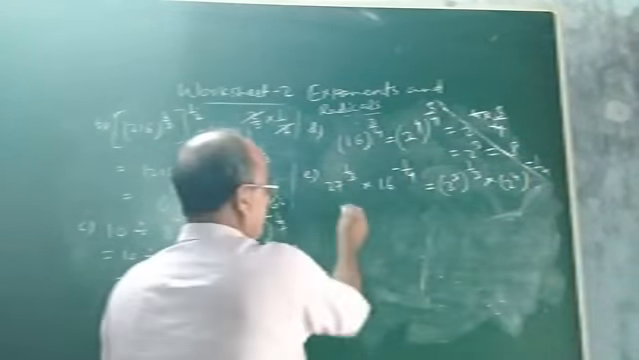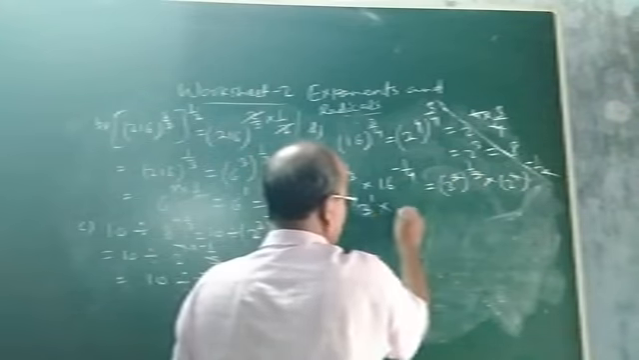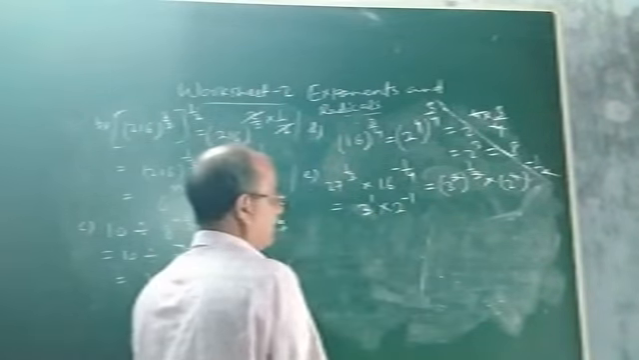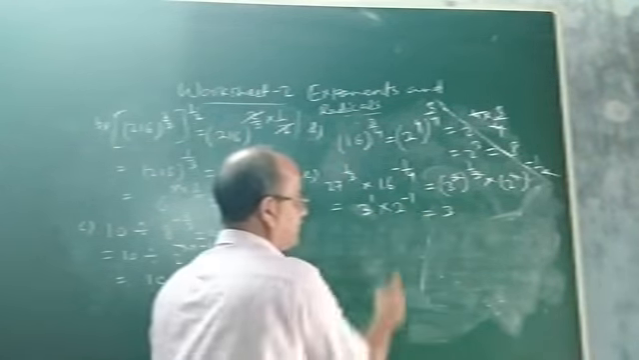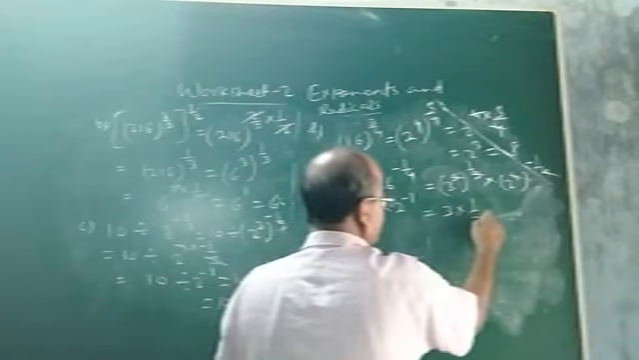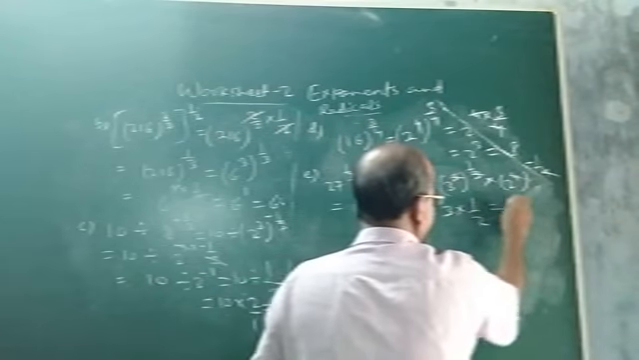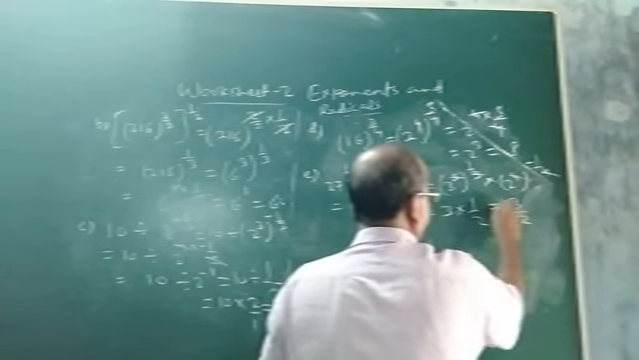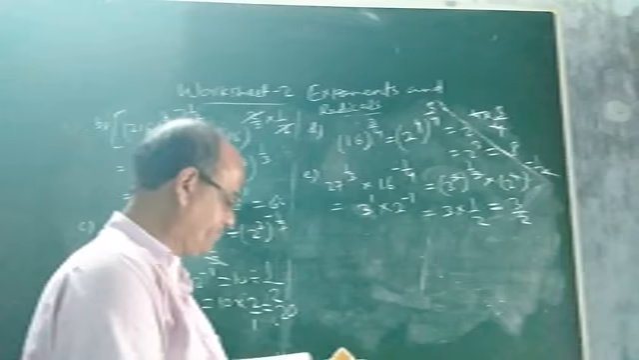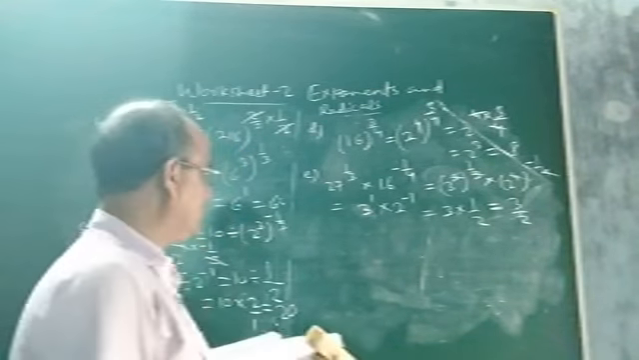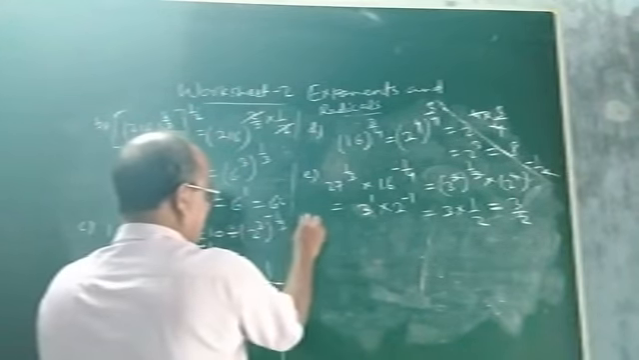Now this 3 cancels, this 4 cancels. So what is left? 3 to the power 1 into 2 to the power minus 1. And 3 to the power 1 is 3 and 2 to the power minus 1 is 1/2. So what will be the answer? It will be 3/2. Like this you will find the value.